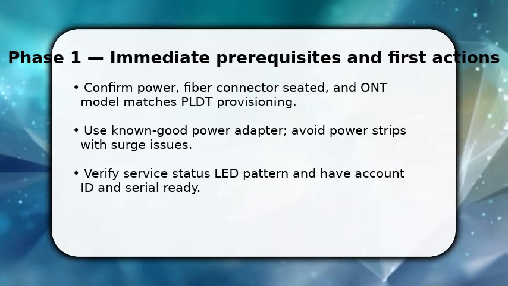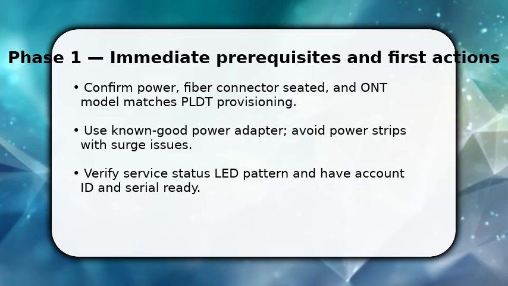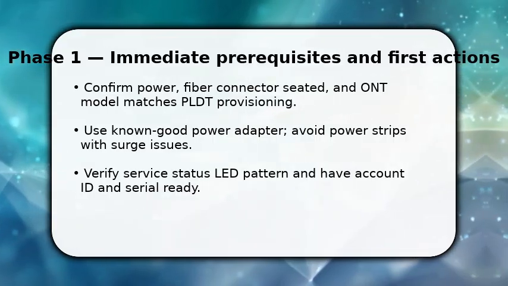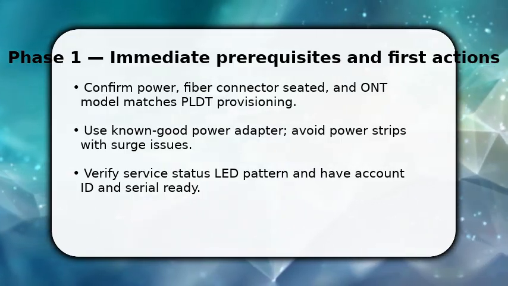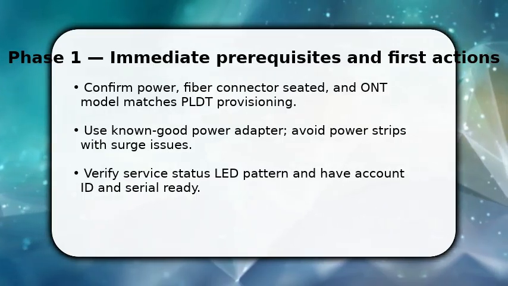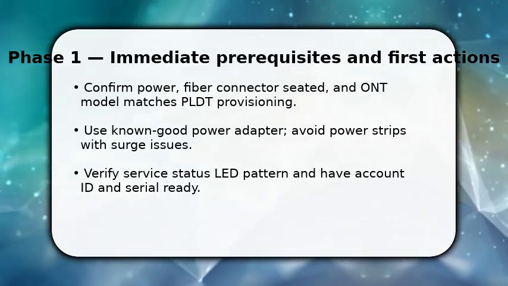Enjoy the video. You start by confirming prerequisites: power, fiber, and account info. Plug the ONT directly into AC, avoid unreliable strips. Once done, inspect the SC/APC connector for dust and secure it until it clicks. Dust causes signal loss. Make sure you have the ONU serial and service ID before proceeding, because technicians may ask.